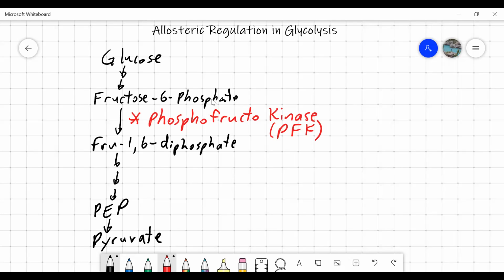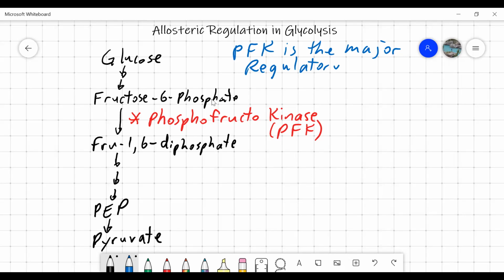Okay, so what is the point I'm trying to make here? It turns out that this particular enzyme is a major regulation site for glycolysis and all of respiration. And so maybe I will say that. PFK is the major regulatory enzyme of respiration.